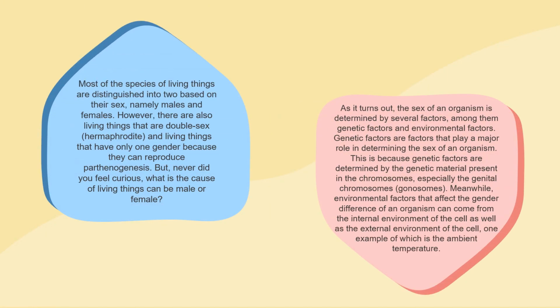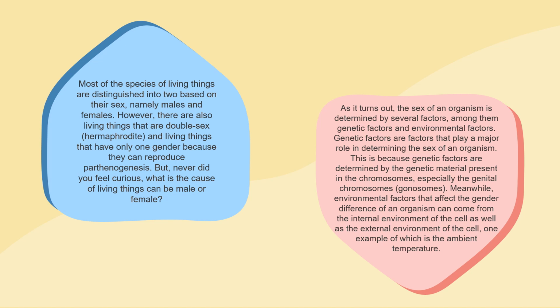Most species of living things are distinguished based on their sex, namely males and females. However, there are also living things that are double-sex or hermaphrodite, and living things that have only one gender because they can reproduce by parthenogenesis. Maybe you feel curious. What is the cause of living things being male or female?